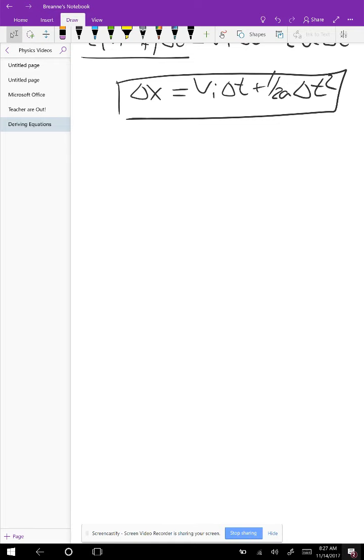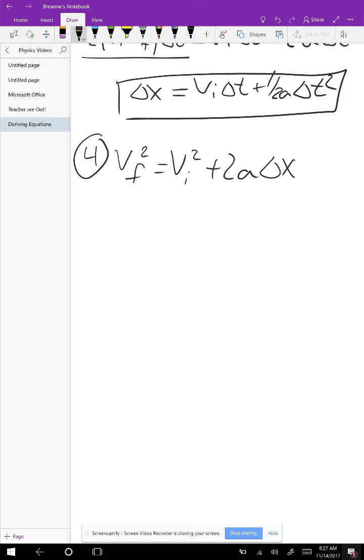So last but not least, we have our fourth equation. If you remember, our fourth equation is our v final squared equals v initial squared plus 2a delta x. Now, this one comes from the slope equation multiplied, pretty much your first equation multiplied by your second equation.